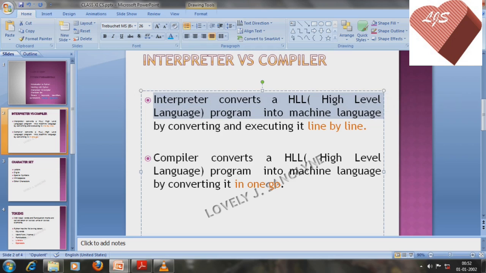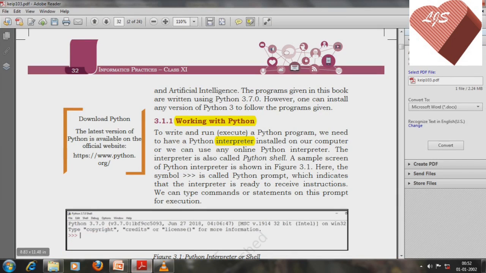Whereas a compiler converts the language into machine language by converting it in one go. For example, when someone is translating all the stories at one go or telling stories to you in the language which is common, that is a compiler, whereas an interpreter translates line by line. A compiler will translate in one go. We need to have an interpreter, that is a Python interpreter, installed on our computer if we want to work with Python.